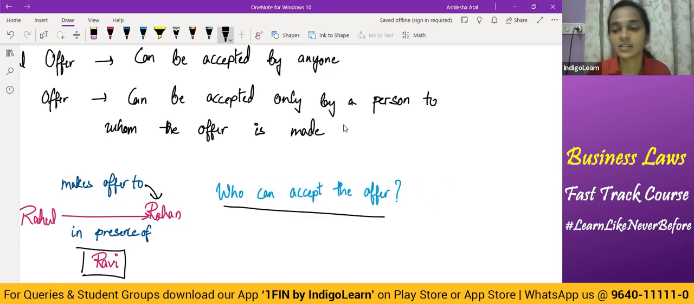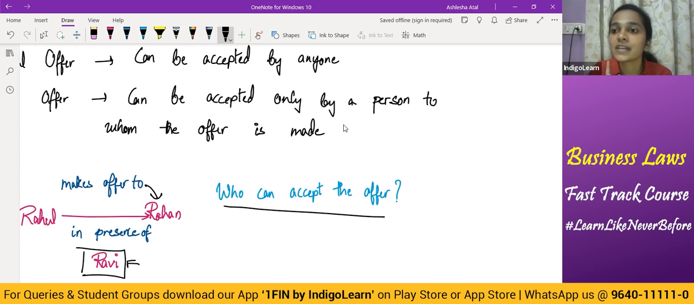Rohan? Okay. Someone says Rohan. Does every one of you say Rohan? Who can accept the offer? Rohan. Why Rohan? Why not Ravi? Because Rahul has made the offer only to Rohan. Ravi was present there, but the offer was made to Rohan. So only the person to whom the offer is made has the right to accept the offer.